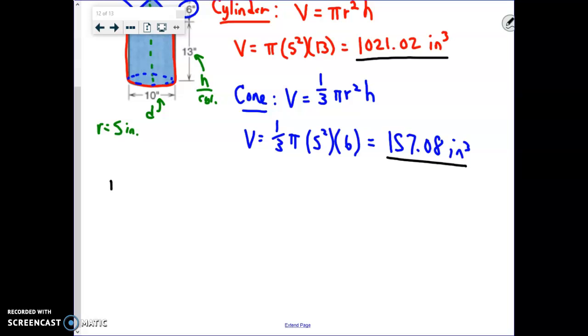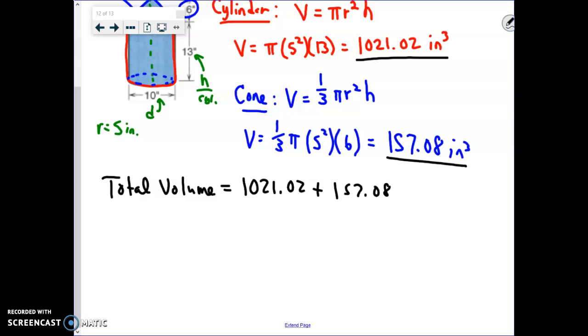So to find the total volume, we're just going to take volume of the cylinder plus volume of the cone. And if you do that, you get 1,178 and 1/10 of a cubic inch.